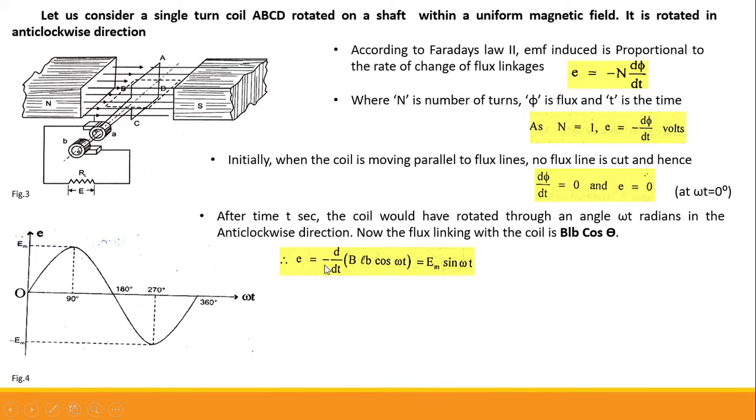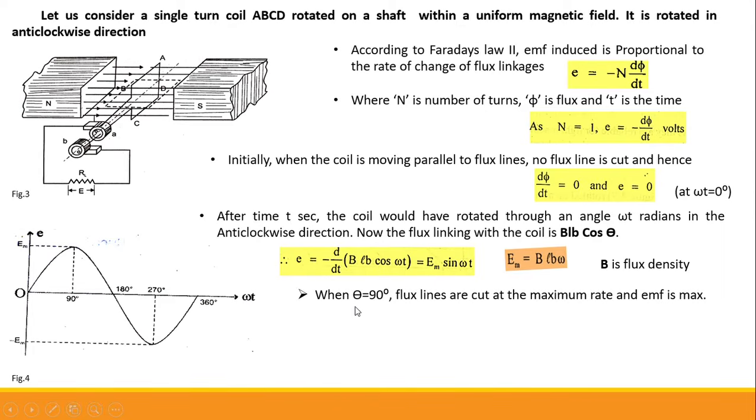So E is equal to minus d by dt into BLb cos omega t. It can be written as Em sin omega t. Here Em is nothing but BLb omega. Dear students, in this differentiation, BLb is considered as constant, so you can take it outside, remaining minus d by dt of cos omega t, that is sin omega t. Finally, you can take it as Em sin omega t.